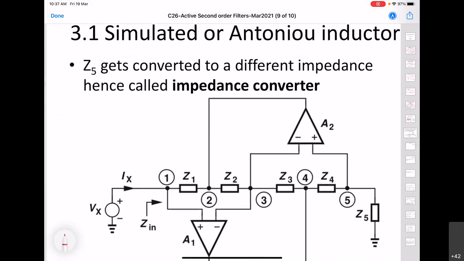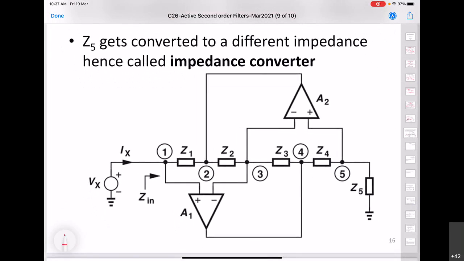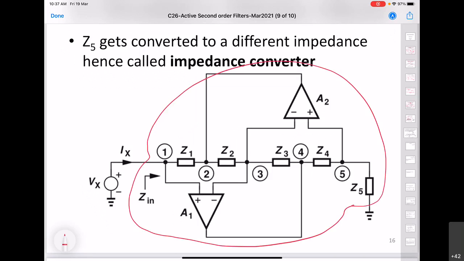So this is the circuit of the Antoniou inductor, or simulated inductor. Here you can see that we have two op amps, A1 and A2, and there are five impedances, Z1, Z2, Z3, Z4, Z5. This is used for implementing the simulated inductor. That means this much portion will be equivalent to an inductor. Here, this end is grounded.